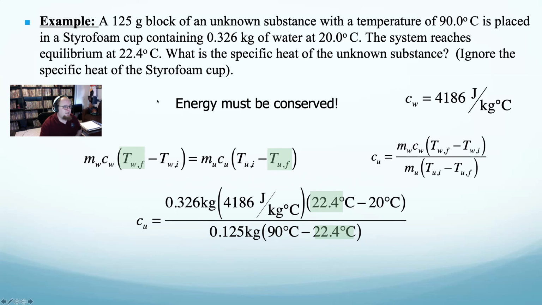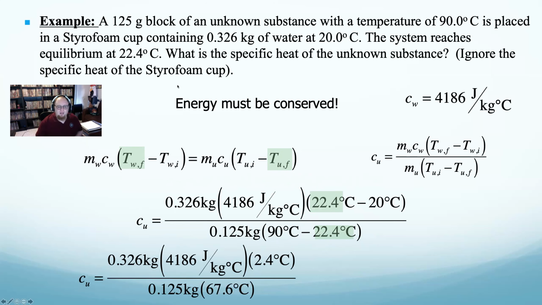22.4 minus 20 is 2.4. 90 minus 22.4 is 67.6. Some kilograms cancel. Some C's cancel. I get a value. This unknown substance has a specific heat of 388 joules per kilogram degrees Celsius, which for the record, I can now look up and find out is copper. I know what it is. Any questions?